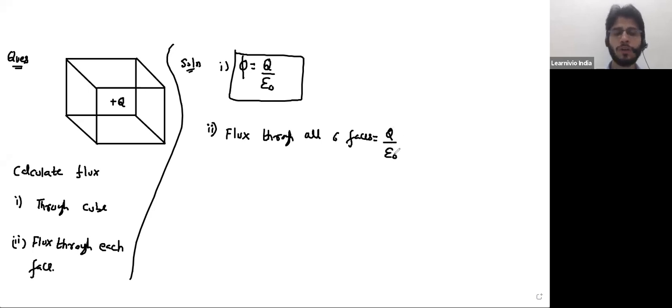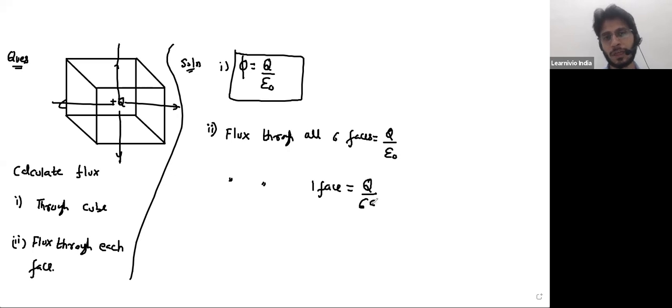I need flux through one face. See, this is the charge. Electric field lines are passing through each face, all faces. Now since the charge is placed at the center of the cube, the flux passing through each face is the same. So flux through all 6 faces is q by epsilon naught. So you can say that flux through one face will be q by 6 epsilon naught. This is flux through one face, which is q by 6 epsilon naught.